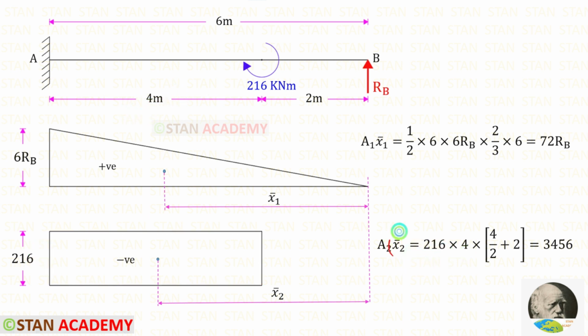Let us find x2 bar. We know that for a rectangle, the centroid lies in the center. When we divide 4 by 2, we will get the centroid distance, but we have to add the remaining distance also, that is 2. So 4 upon 2 plus 2. For area 2 x2 bar, we will get 3456.